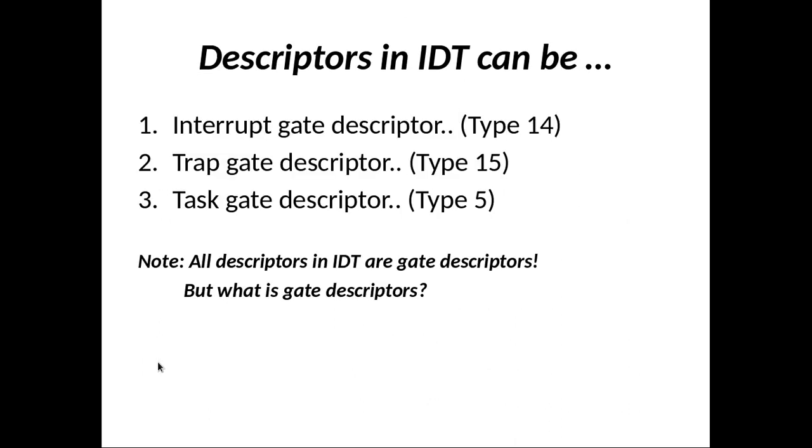Then the next point is descriptors in IDT. In IDT we can have 3 types of descriptors. So which are those 3 types of descriptors? The first one is interrupt gate, the second one is trap gate, and the third one is task gate descriptor. In IDT we cannot have a descriptor other than these 3. Please note it. In IDT we can have only these 3 types of descriptors: interrupt gate, trap gate, task gate. No other descriptors are allowed.